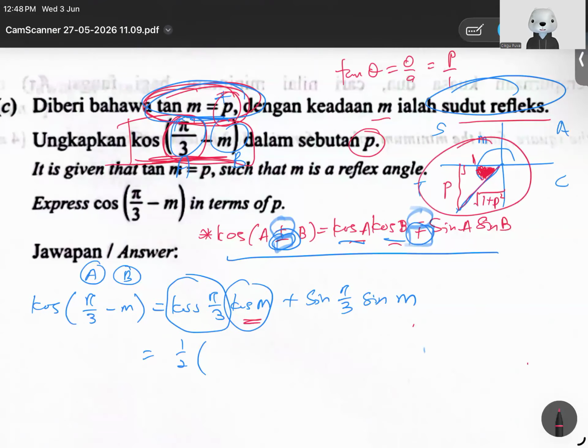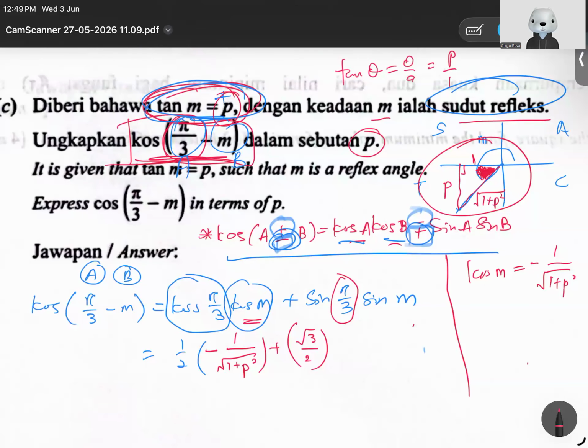Now we need the cos M, right? So cos M, in the third quadrant, cos must be negative: adjacent over hypotenuse. So that is negative 1 over square root of 1 plus p squared. That's what you got here, and then I can substitute. Negative 1 over square root of 1 plus p squared times cos 2, sorry, times 1 over 2, plus, once again, this is 60, right? Pi is 180, so 180 divided by 3 is 60. So sin 60 you can calculate: square root 3 over 2.